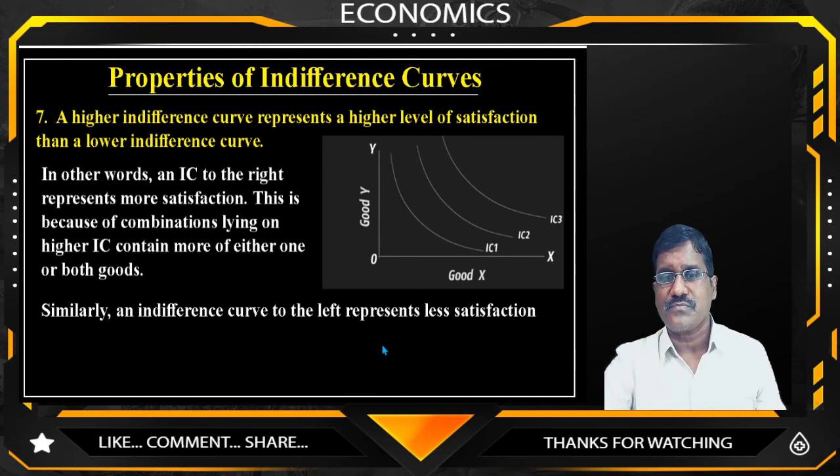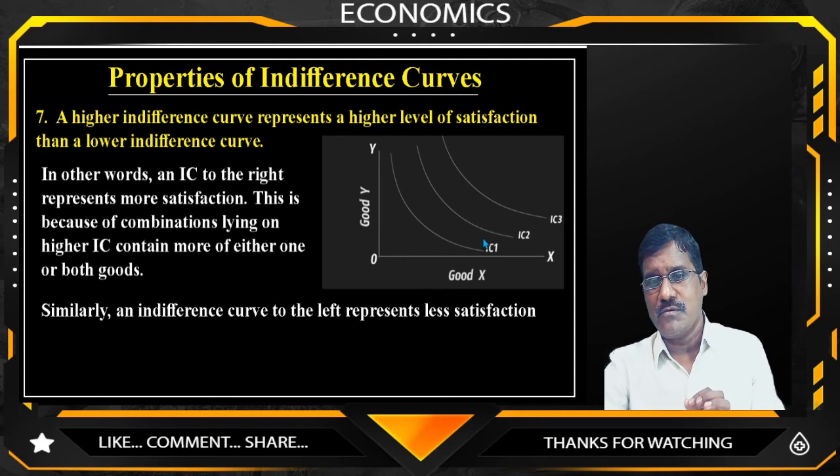Then the next one: a higher indifference curve represents a higher level of satisfaction than a lower indifference curve. In other words, an IC to the right represents more satisfaction. This is because combinations lying on the higher IC contain more of either one or both goods. Similarly, an indifference curve to the left represents less satisfaction. This is IC1 curve, this is IC2 indifference curve. We already discussed this in previous videos.